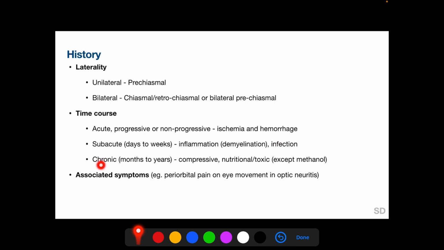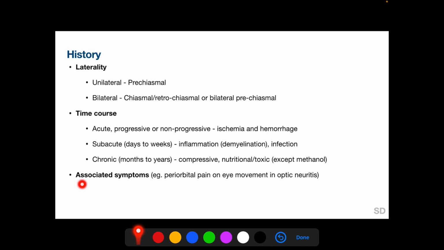In a chronic presentation, the onset is insidious over months to years, and the symptomatology gradually deteriorates very slowly. And in this situation, we think about compressive lesions, that is space occupying lesions pressing on the nerve or the remainder of the visual pathway, nutritional and toxic etiologies such as vitamin deficiencies, drug toxicities, etc. Now we should remember that among the toxic optic neuropathies, methanol is an exception because methanol toxicity presents acutely and suddenly.